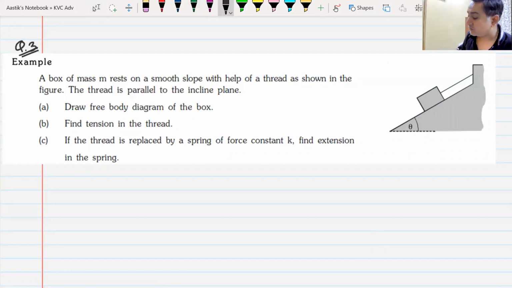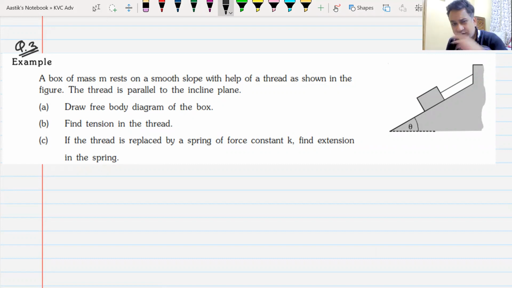Example number 3: a box of mass m rests on a smooth slope with the help of a thread as shown in the figure. The thread is parallel to the inclined plane. Draw the free body diagram. Find the tension in the thread. The thread is replaced by a spring of spring constant k.